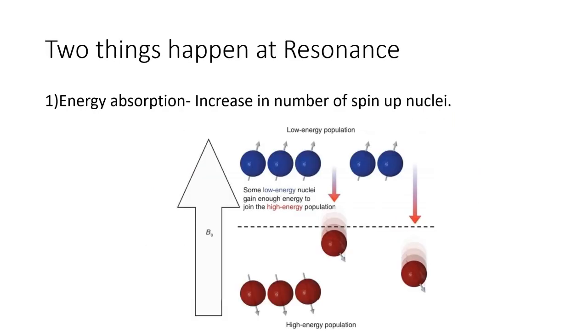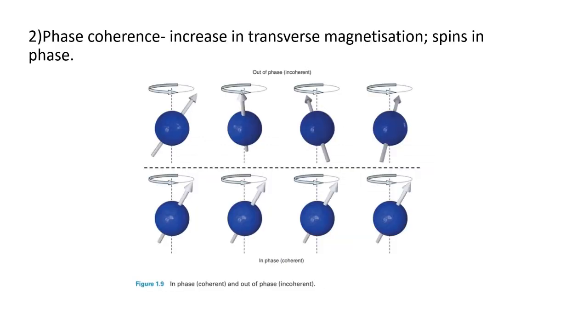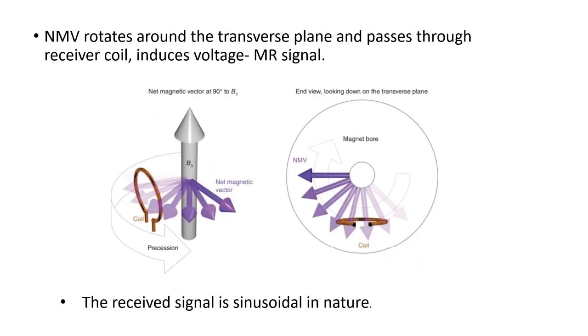Two things happen at resonance. One is energy absorption, as I told before: the spin down nuclei move to the spin up state. The other is that the nuclei which were out of phase before, already spinning on their own axis but not in phase, now start precessing in the same phase along with the energy absorption. That generates a signal. Then we place a coil in a perpendicular direction to the magnetic field so that it can capture the signal. The received signal will be sinusoidal in nature.